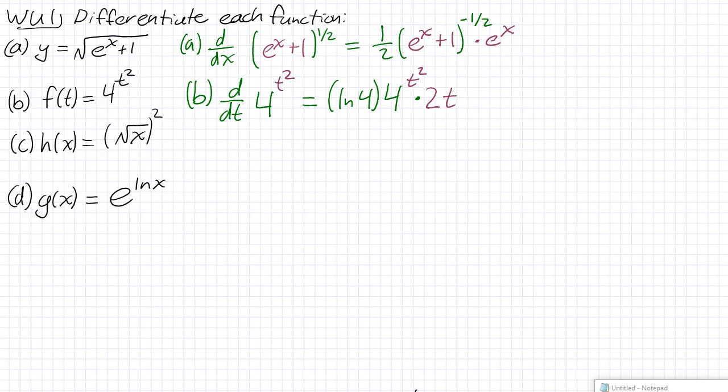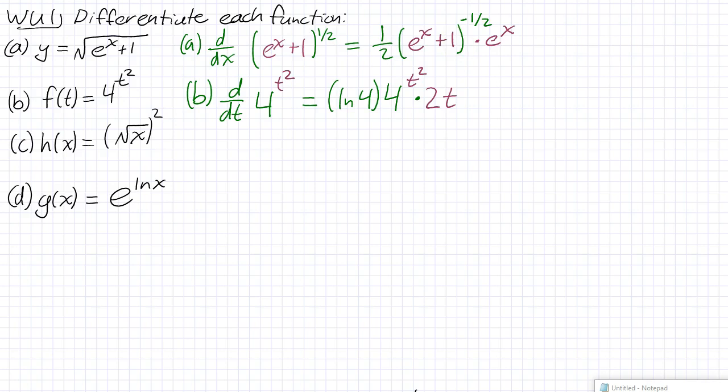The outer function is the square root, which I wrote using the 1/2 exponent notation. The derivative of that is 1/2 times the original function to the power negative 1/2. The inner function is e to the x plus 1. So that still gets plugged in. The derivative of that is just e to the x plus 0, because the derivative of the 1 is 0. So that's how that works out.